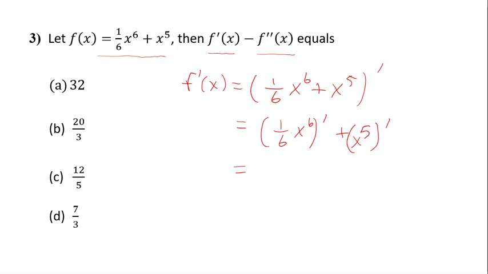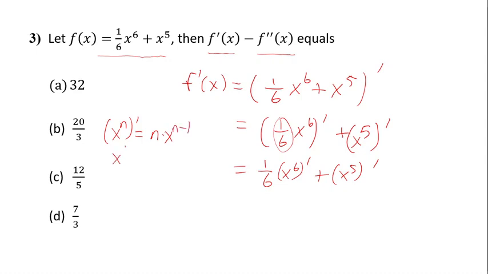Now 1 over 6 is just a coefficient, so the coefficient is not affected by the derivative. So now I have to use the rule. The rule is that the derivative of x to the nth is n times x to the n minus 1. So here, if I use a 6, it will be 6 times x to the 6 minus 1, and the derivative of x to the 5th will be 5 times x to the 5 minus 1.